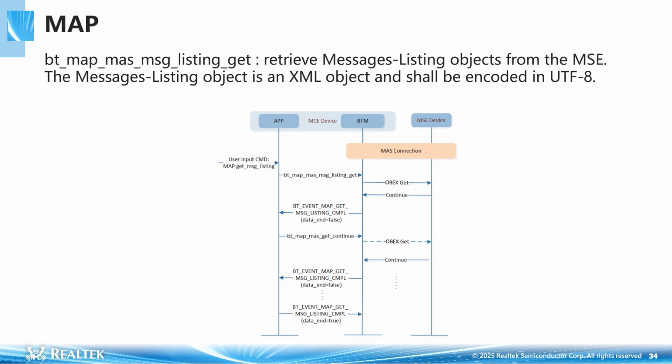The application received BT event map get message listing complete and checks the data end to determine whether the message list transfer is complete. If the parameter is false, it uses BT map MOS get continue to continue querying until the data end parameter in BT event map get message listing complete is true.